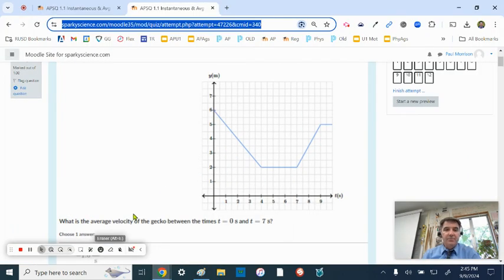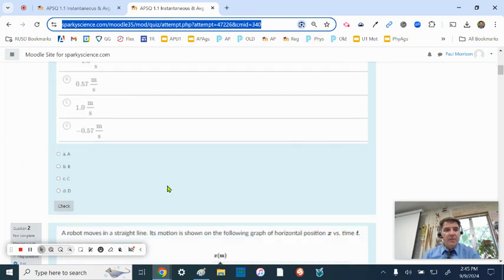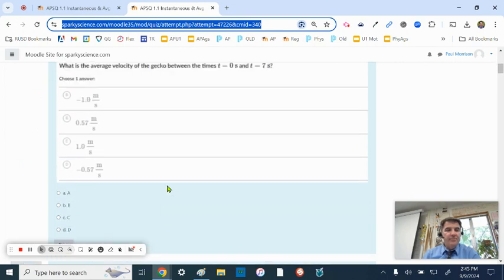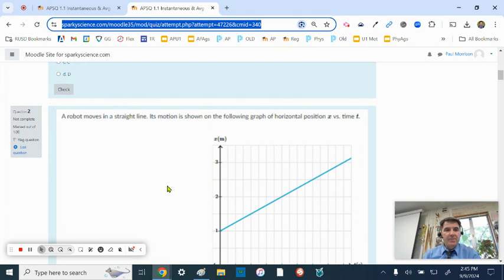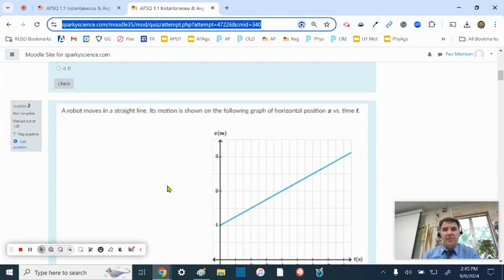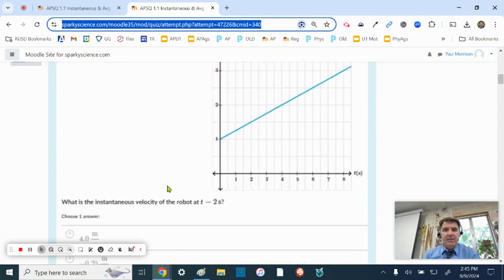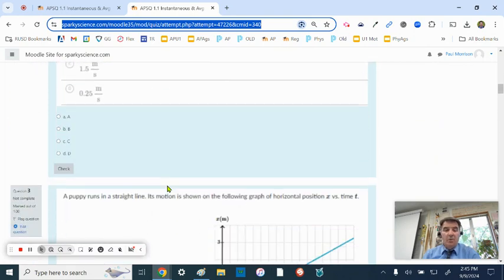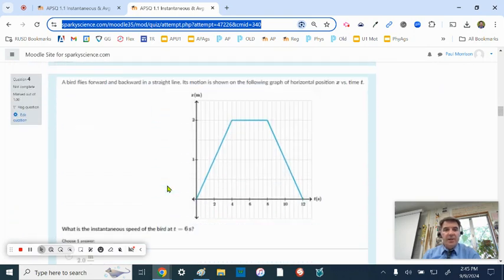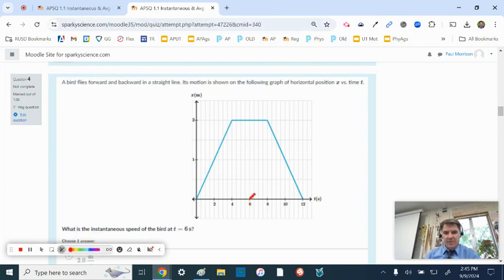Let's do another one. Let's see if there's another one on there. A robot moves in a straight line. That's pretty easy. Instantaneous velocity is just the slope. Once again, straight line. Here's a double spot here. Instantaneous speed at t equals 6 seconds. That's the slope of this spot right there. That's pretty easy.